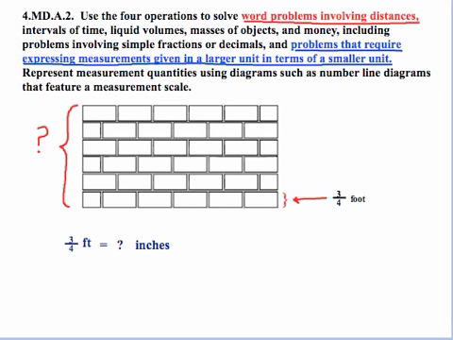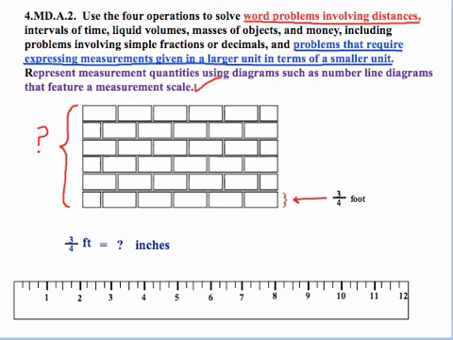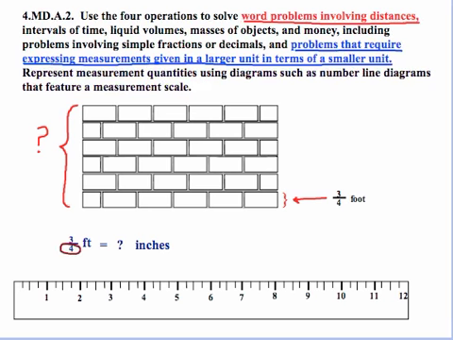So what we can do here is change the feet to inches so that we're dealing with nothing but inches. So let's refer to our regular ruler, 12 inches. Now when we do this, we're also addressing this last part of the standard that talks about representing measurement quantities using diagrams such as number line diagrams that feature a measurement scale. Okay, so we have 12 inches total.